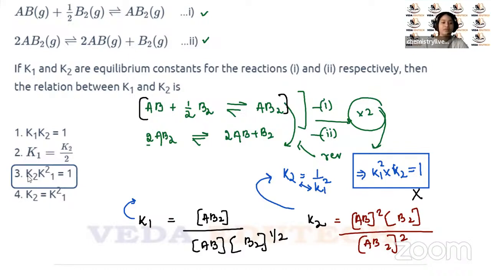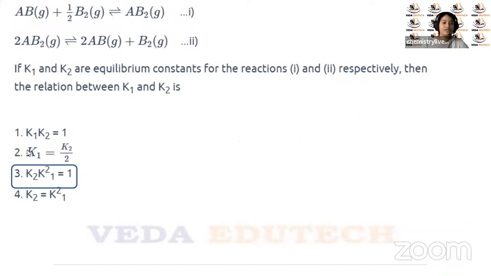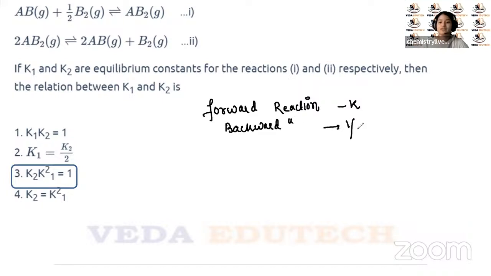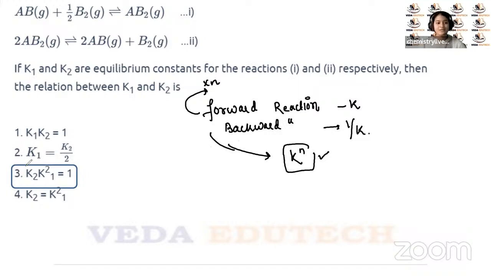From here, what are the takeaway points that we understood? If a forward reaction has an equilibrium constant of K, a backward reaction will have an equilibrium constant of 1 by K. If you multiply the reaction by n, then it is going to become K to the power n. That is how your equilibrium constant changes. Okay, let us move on to the next question.